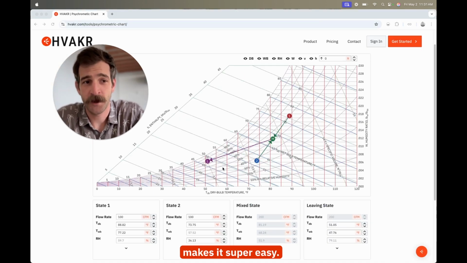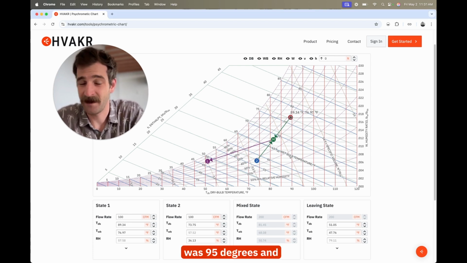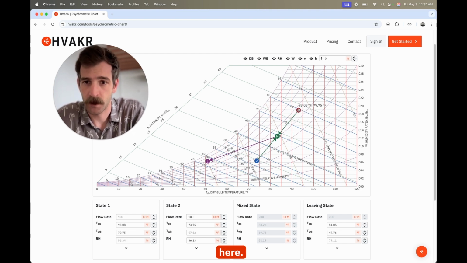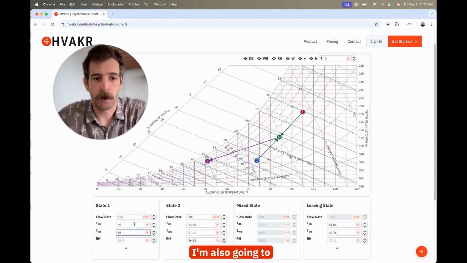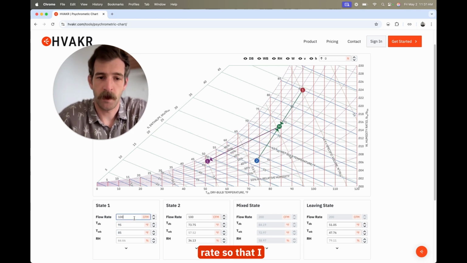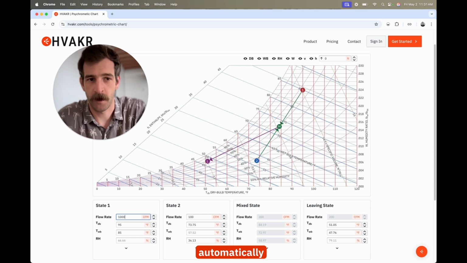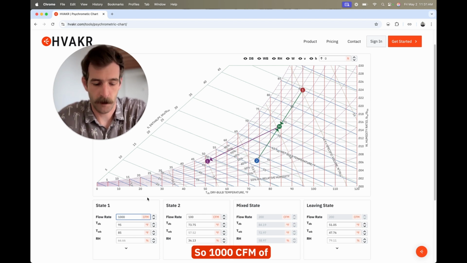So I'm going to use the psych chart to plot this and determine those numbers. This interactive psych chart makes it super easy, saves me a lot of number crunching. But the first thing I'm going to do is plot state 1 and state 2, outside air, return air. So state 1, as I said, was 95 degrees and 80 degrees wet bulb, which puts me right about here. And to make it easy, I'm just going to punch this in and get exactly what I'm looking for. I'm also going to set the flow rate so that I can do that air mixing calculation automatically here. So 1,000 CFM of outdoor air.